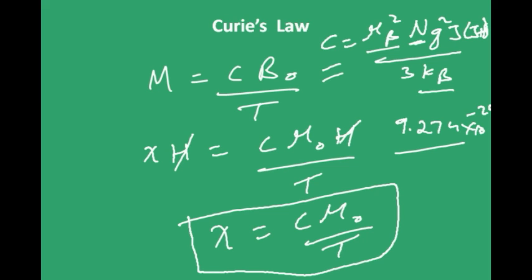And this G is the Landé G factor. I didn't know about this. When I googled, I got something very complex which I neither understood nor can explain. So leave it. I want you to understand this one. Just understand that chi decreases when you increase the temperature and vice versa.